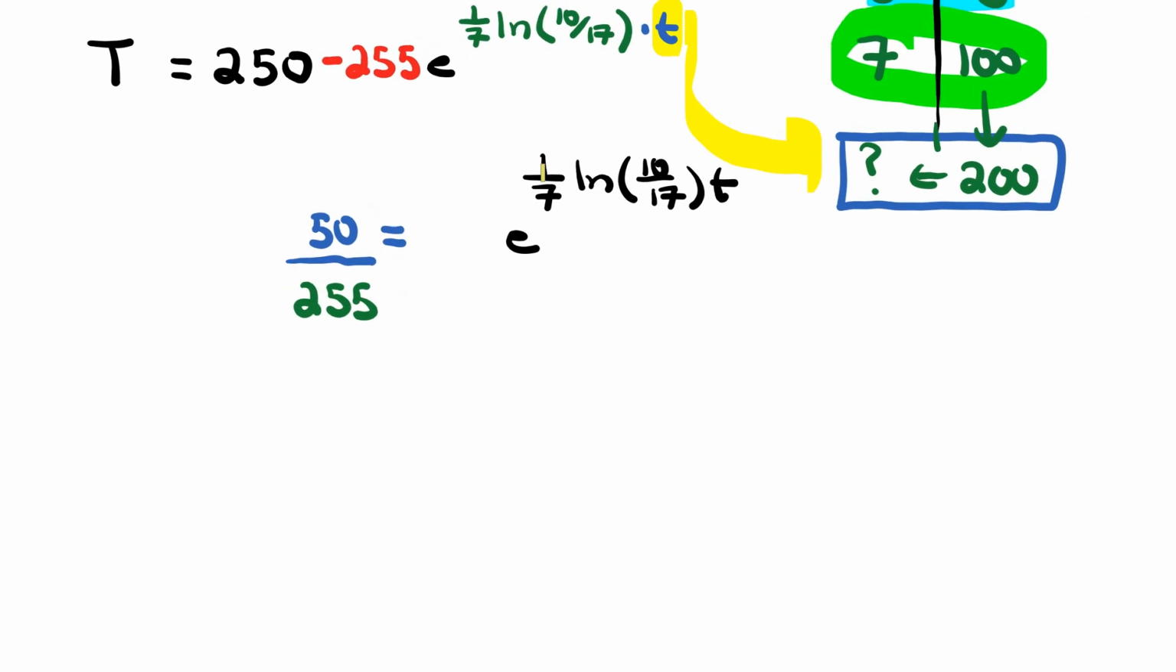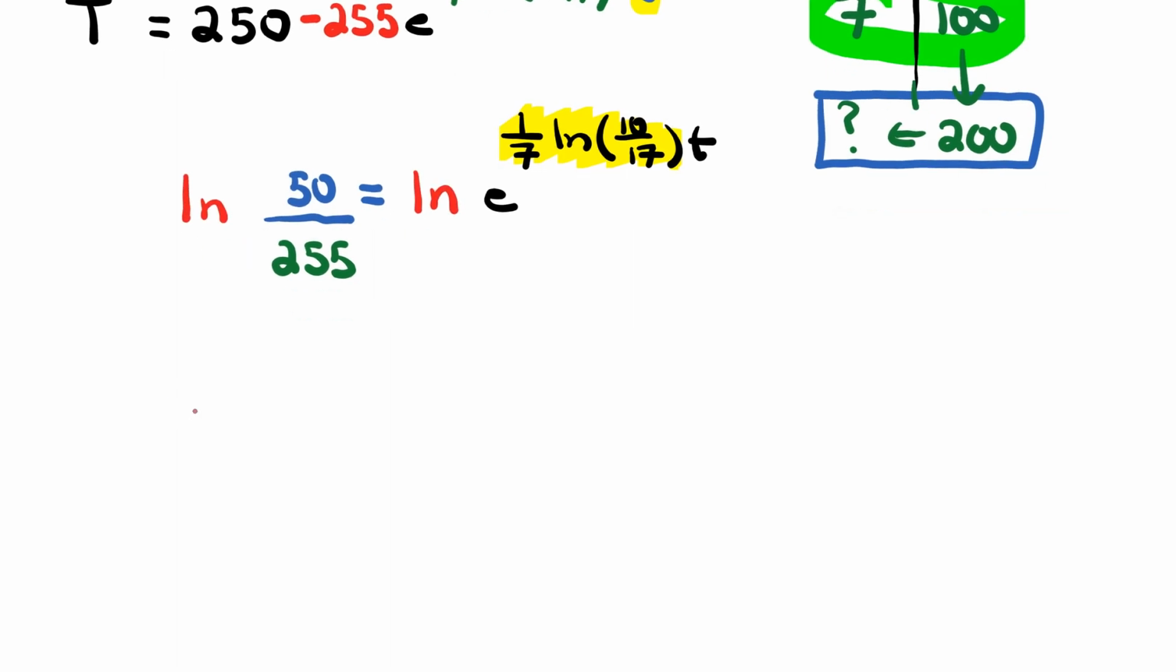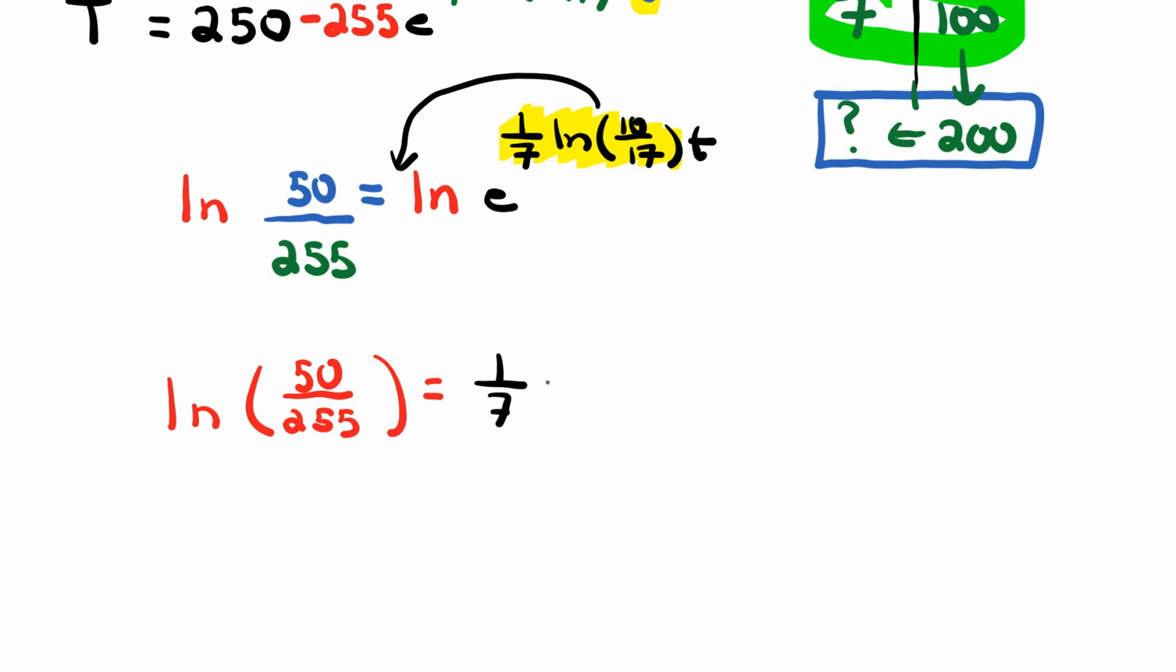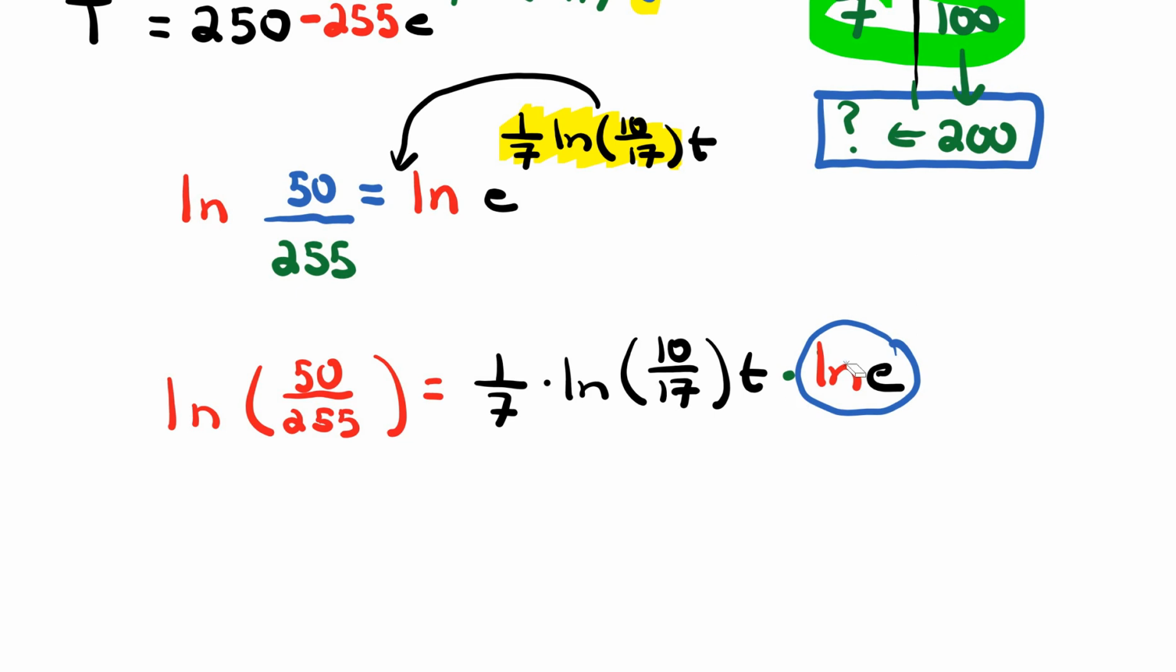And then if I want to take this numerator here and bring that to the front, I need to ln both sides. So I can ln this side and ln that side. Okay, so finally, after a long time here, I can write another line. So 50 over 255 equals e, and all of this can get kicked to the front. So 1 over 7 times ln of bracket 10 over 17 times t. And then I can multiply that by ln e. And I mentioned a few times already that ln e is just going to be 1. So I can erase that.